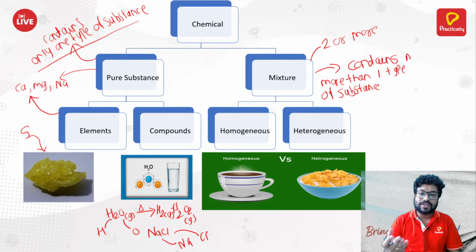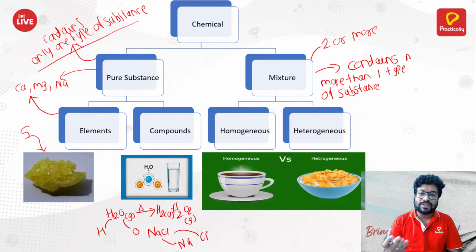What is meant by homogeneous mixture? In a homogeneous mixture, two or more substances are mixed together in a uniform way. For example, salt plus water is a homogeneous mixture. Sugar plus water is a homogeneous mixture. Alcohol plus water is a homogeneous mixture. The one you are seeing on your screen right now is tea. Tea is a homogeneous mixture, right?